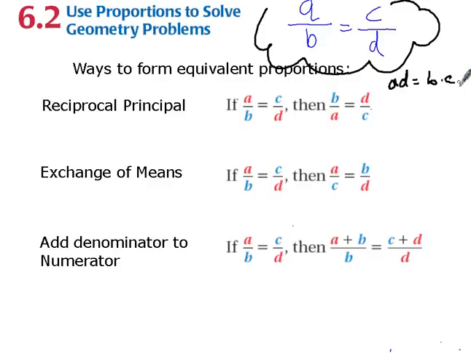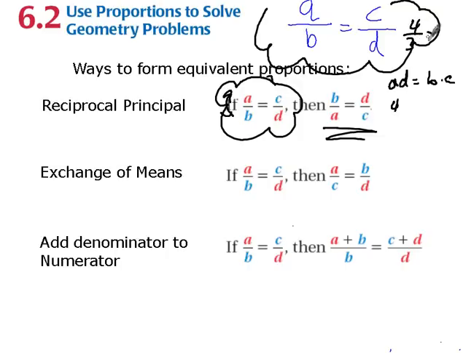And we're looking at some reciprocal principle. We can simply flip these and say B times A is equal to D times C. So if we had 4 over 3 is equal to 8 over 6, we could write that as 3 over 4 is equal to 6 over 8. And that would also be true. That's the reciprocal principle, another way to look at the same thing.